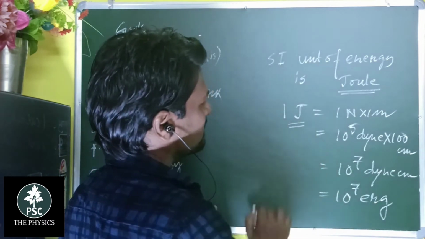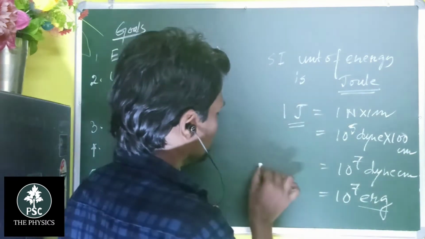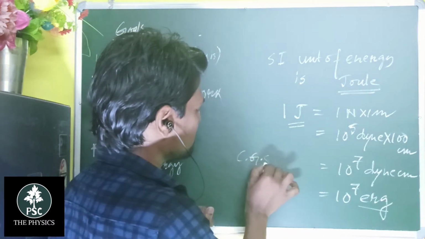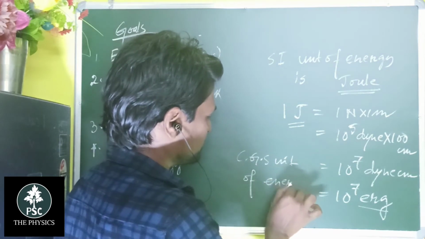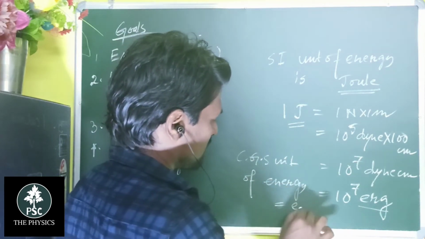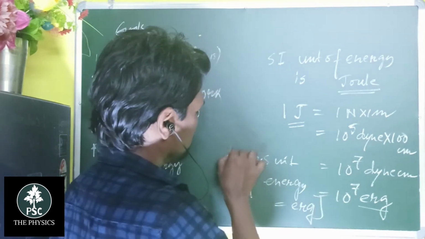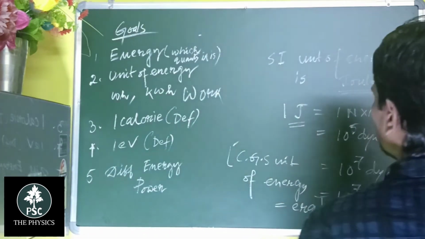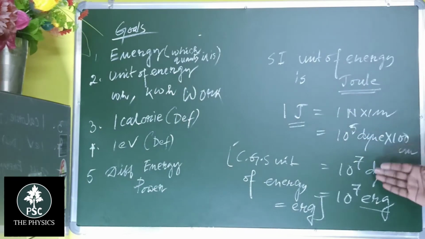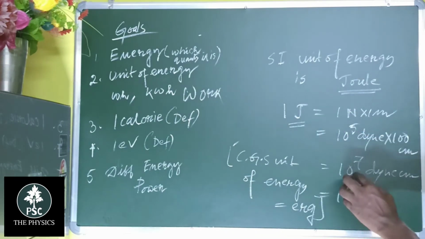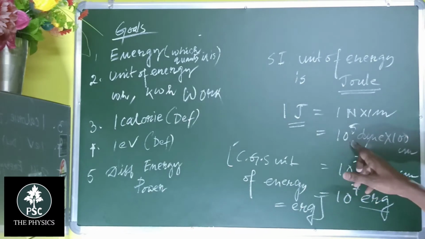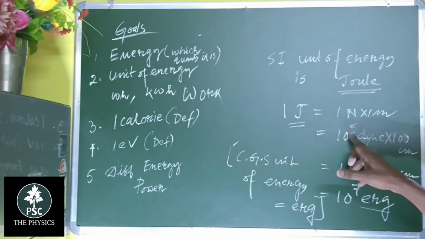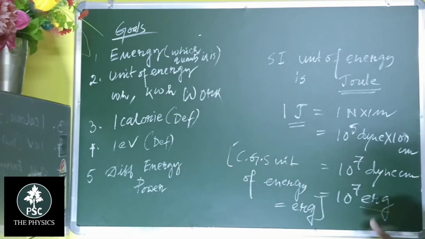So joule is the SI unit and erg is the CGS unit of energy. So the SI unit of energy is joule, and 1 joule is interconnected with erg, that is 10 to the power of 7 erg, and Newton means 10 to the power of 5 dyne into 1 meter means 100 centimeter. So 5 and then 2, that is 10 to the power of 7 dyne centimeter, or you can say 10 to the power of 7 erg.